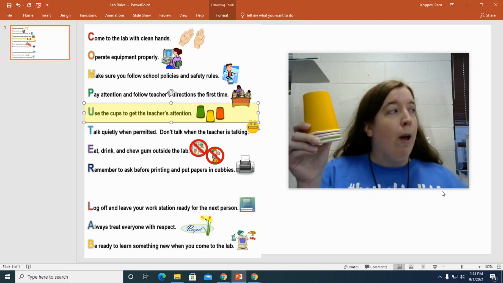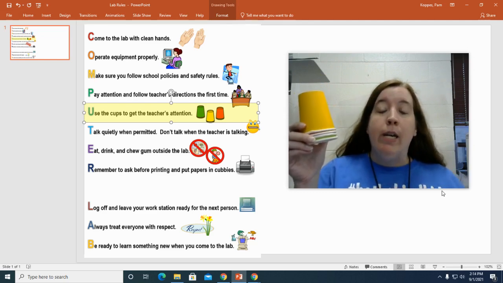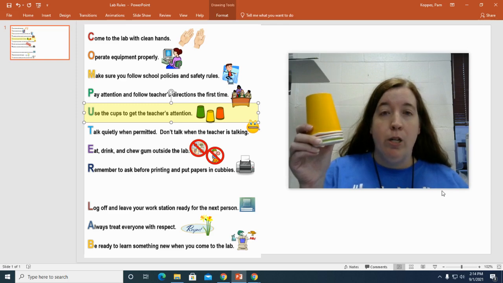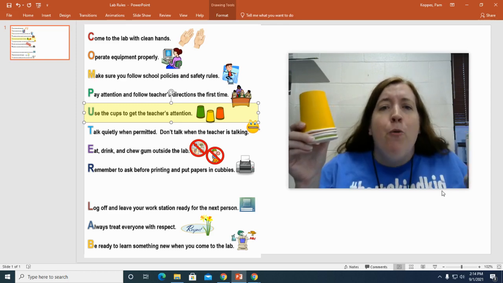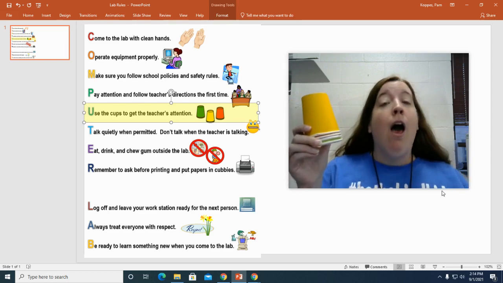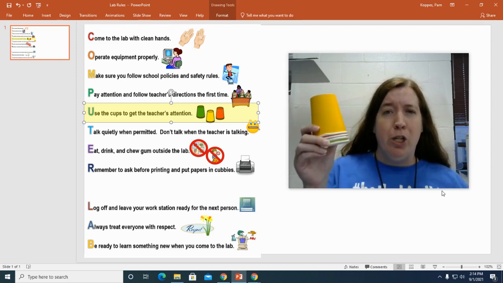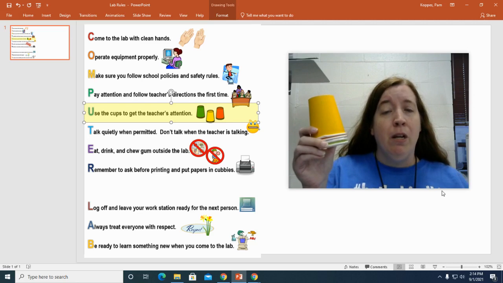And so when I look around the room, I'll know that I need to come to you and answer your question. Now again, there's one of me, there's lots of you. I'm not going to poof be instantly there. I will always come and answer your questions, but you might have to be patient. Maybe other kids had a question first.